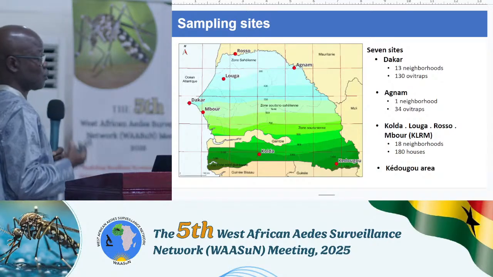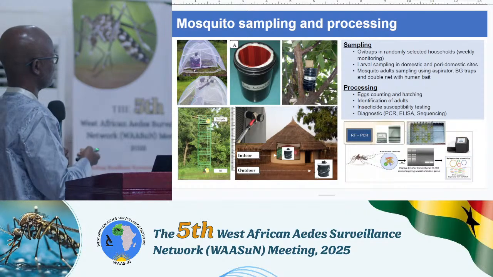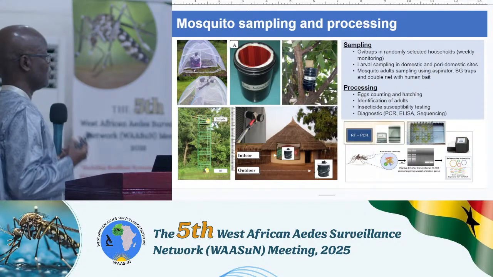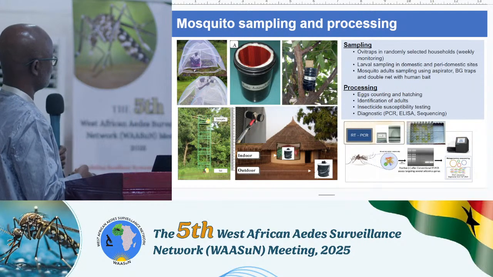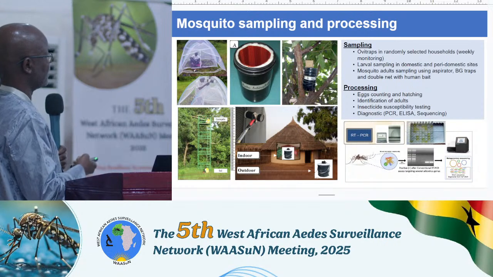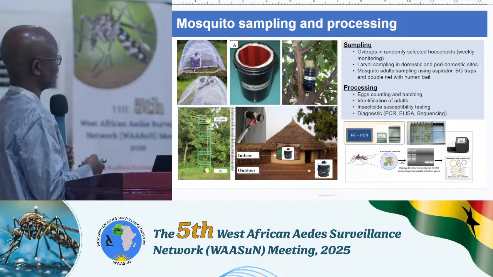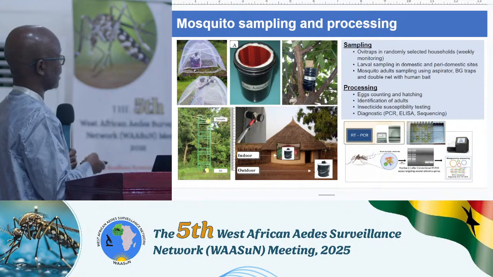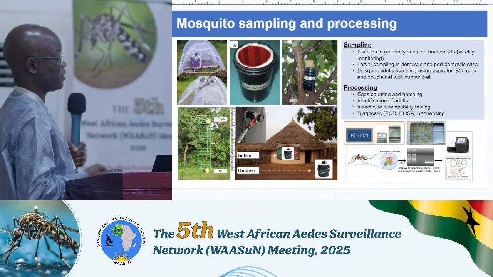The methodology was quite classical, with the collection of eggs using different ovitraps, as well as collection of adult mosquitoes using double net traps, and aspiration inside houses, outdoor and indoor. But we also used BG sentinel traps. And in the lab, the samples were processed, eggs were counted, hatched to get the adults, and identified. We also did insecticide susceptibility tests, as well as diagnostics to detect the virus by PCR, by ELISA, or by sequencing.